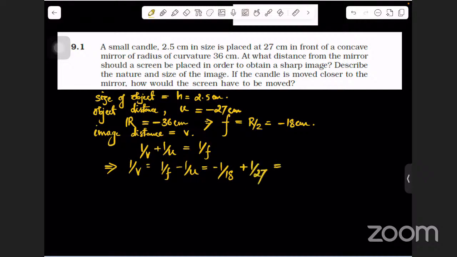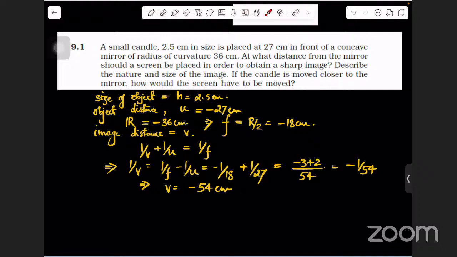So that, if you take LCM, it's 54 minus 3 plus 2, which is minus 1 upon 54. That implies your V comes out to be minus 54 centimeters. All right. That is your image distance comes out to be minus 54 centimeters.